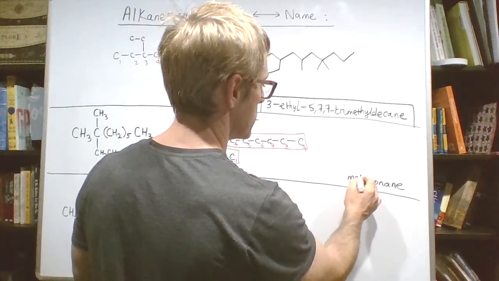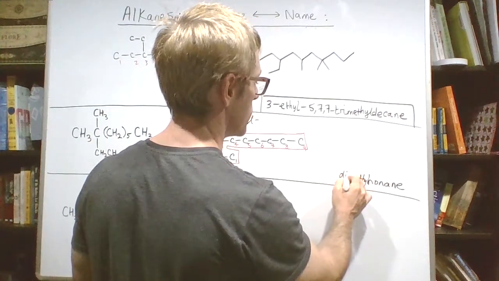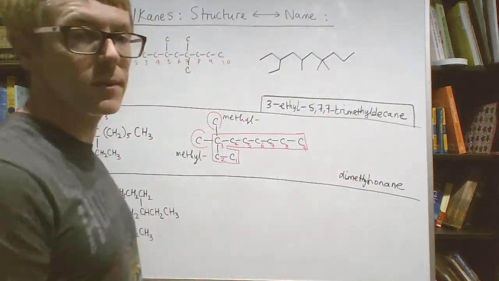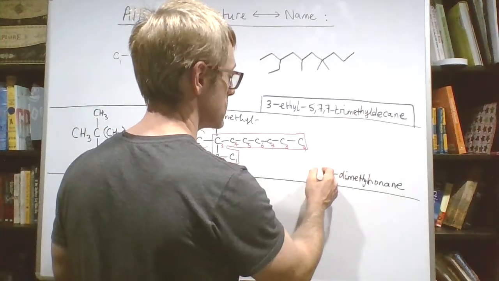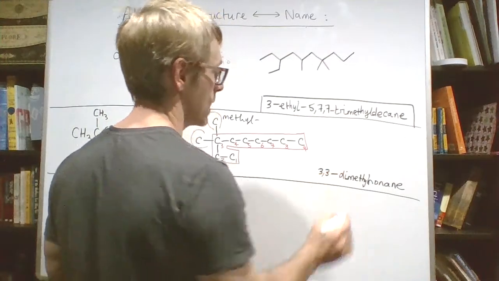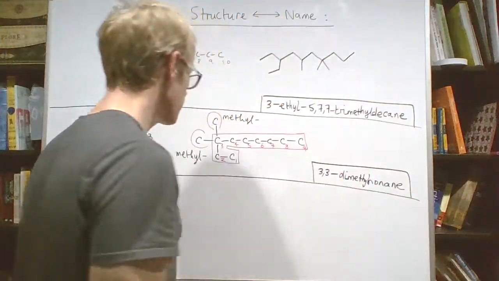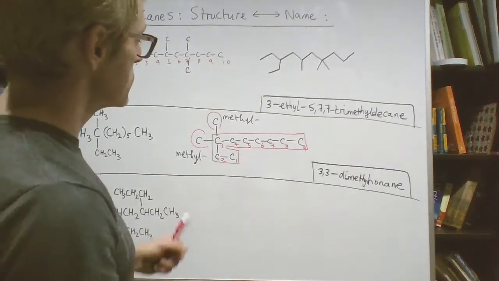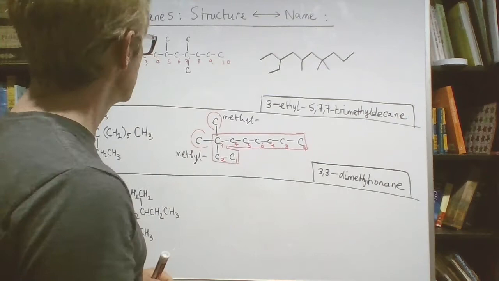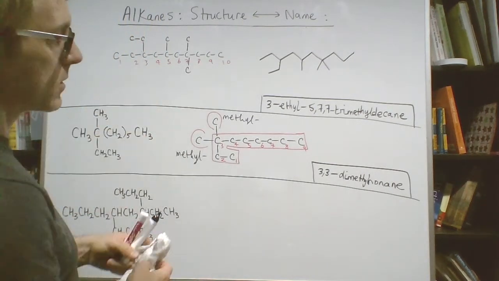So methyl is just methyl. 2 methyls is dimethyl, all one word, dimethyl nonane. And they're both on carbon 3. So 3,3-dimethyl nonane. This is pretty linear, so you could rewrite this if you wanted to. Let's do that just to be consistent with above.